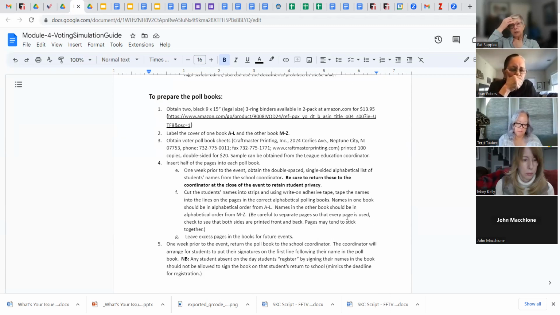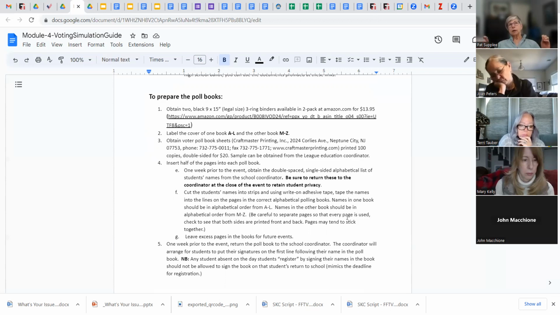To give the kids the experience of actually signing in and being challenged, like for voting by mail, when I've done it, I've created the old-fashioned poll books. The teacher or person in charge gives us a list of student names, and I'll get back to that, and I literally cut them and paste them into the old-fashioned poll books. I do it while I'm watching TV. It doesn't take a huge amount of time, and it's just really exciting for the kids to see their name there and then to come in and sign it.